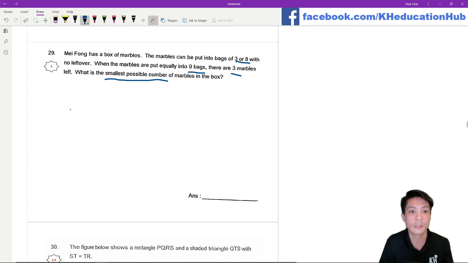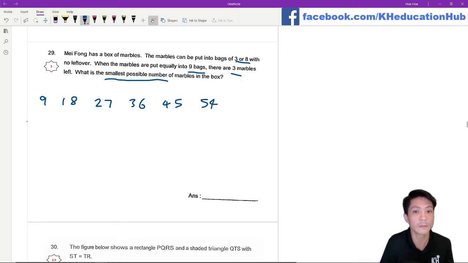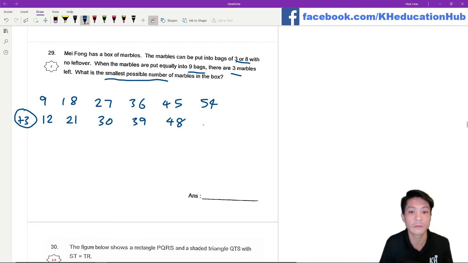In this case, I'm going to use a method called listing. I'm going to list out the 9 times table first, which represents the marbles in the 9 bags. So it's going to be 9, 18, 27, 36, 45, 54, and so on. Okay, so I'm going to add 3 to each one of them to give me 12, 21, 30, 39, 48, 57.